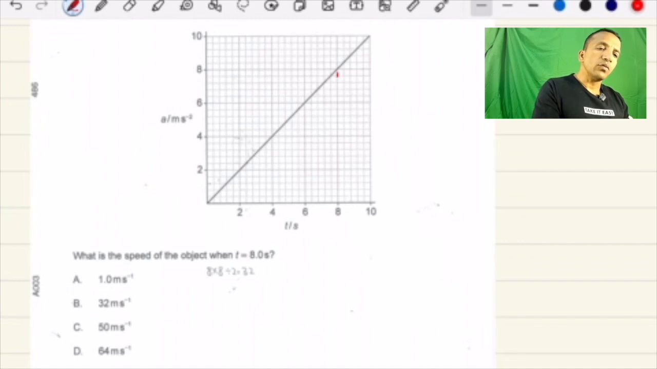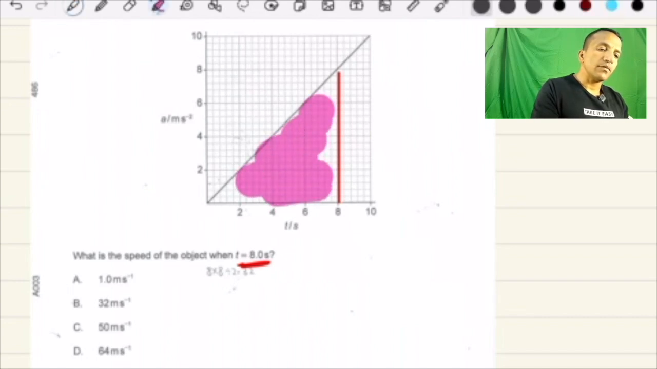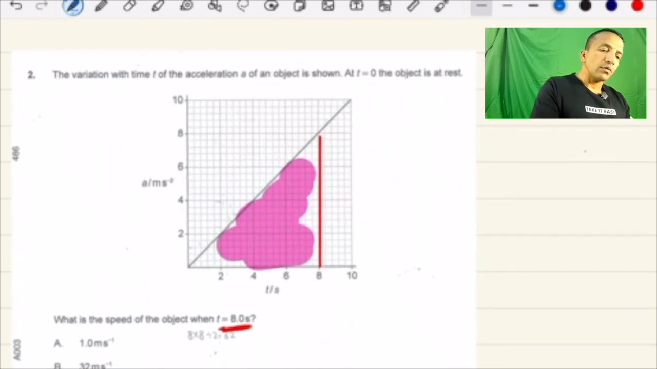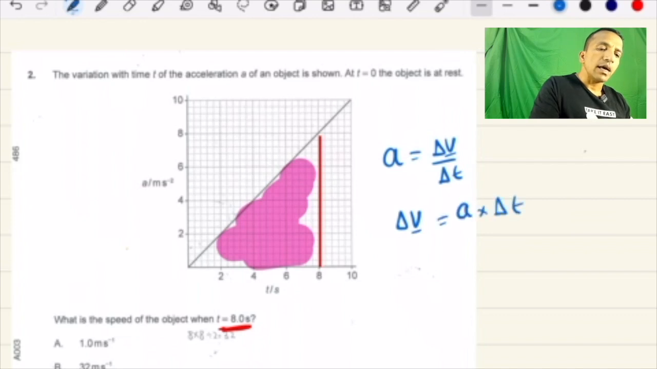Question number 2. The thing you have to be careful about here is the time. Time is only up to 8 seconds. So they are basically focusing on what is happening in this region, right? Now, the second thing is, even though we are not very familiar, acceleration is delta v over delta t. So delta v is acceleration times time, or the area under the graph.